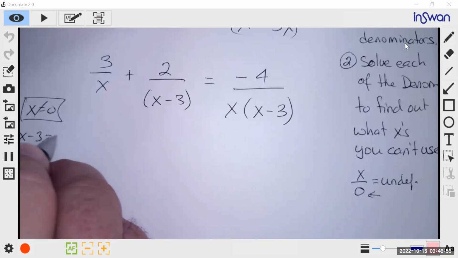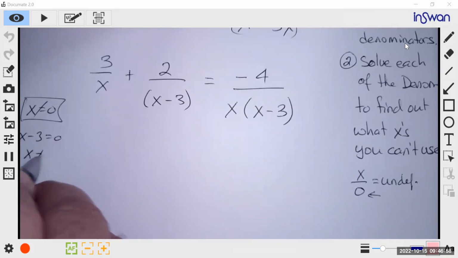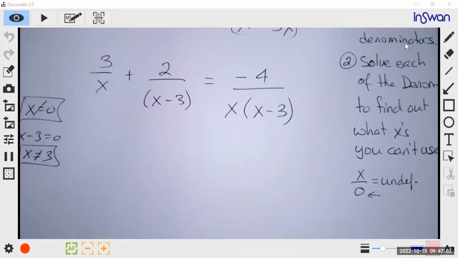X minus 3 equals 0. So x cannot equal positive 3. It's the same in there. So the two x's we cannot use are 0 and 3. Now, when we solve the rest of it, whatever is not 0 or 3 will be our answers. So I took each of these denominators, the different ones, I should say, and solved for x.